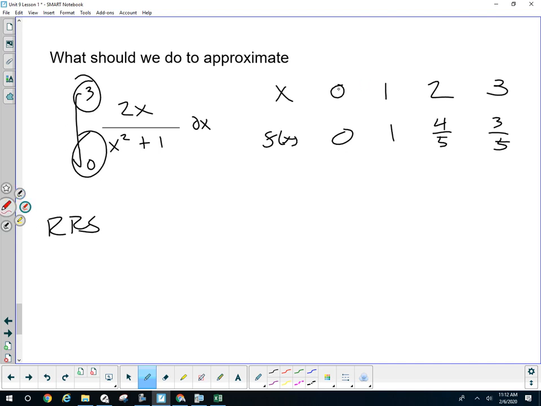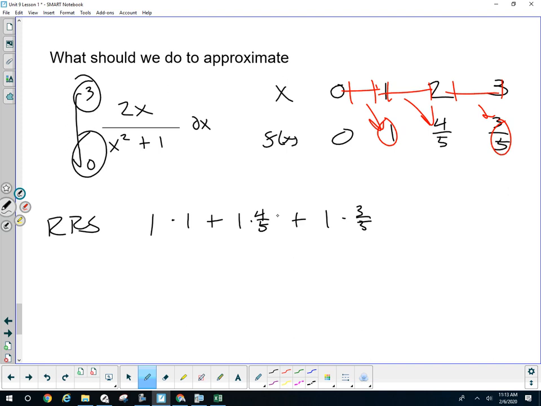I would go 0 to 1. Which height do I use? 1. 1 to 2. Use the height on the right, 4. 2 to 3. Use the height on the right, 3.5. What's nice is that since they all have the same base, you can factor out the base and just add up the heights. It's not something we'll do that often because most of our intervals are going to be different. So you can either do this calculation or factor out the 1, just add these. So 7/5 plus 5/5 is 12/5.